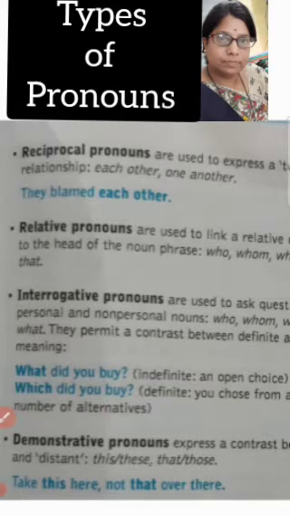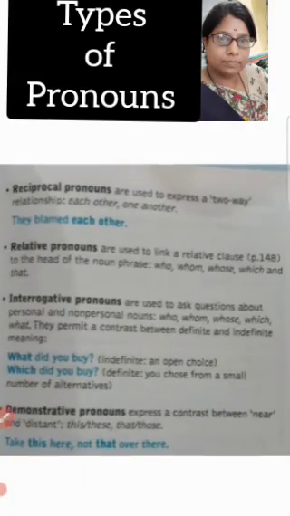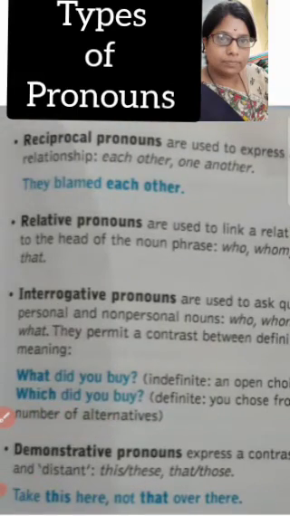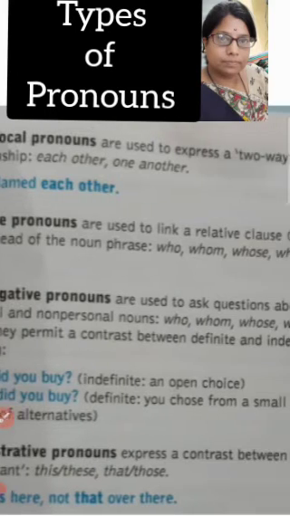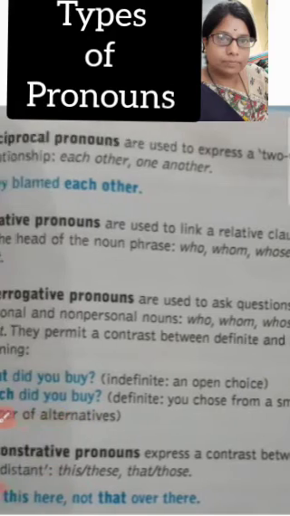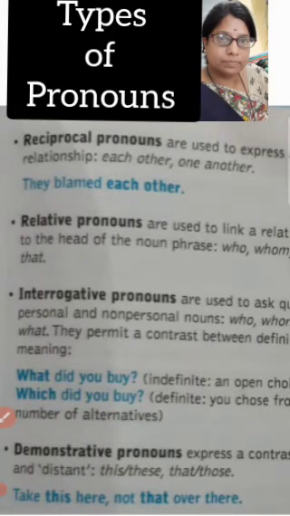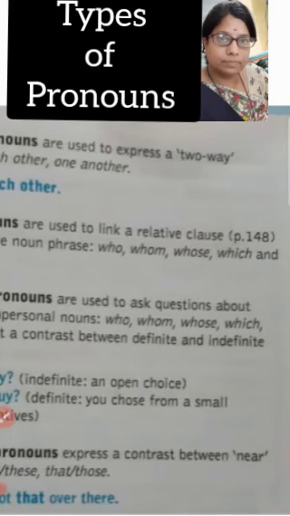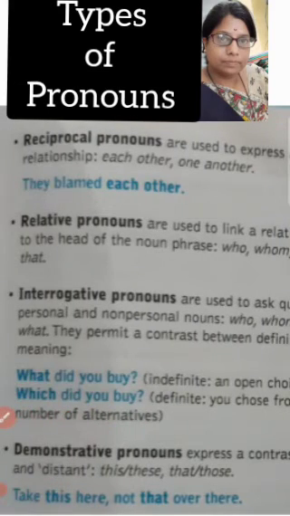So each other, one another, they are known as the reciprocal pronouns. For example, they blamed each other. So the pronouns used to express a two-way relationship are known as the reciprocal pronouns. Then relative pronouns. Relative pronouns are used to link a relative clause. To relate means to link, to join something to something else. So they are used to link a relative clause to the head of the noun phrase.